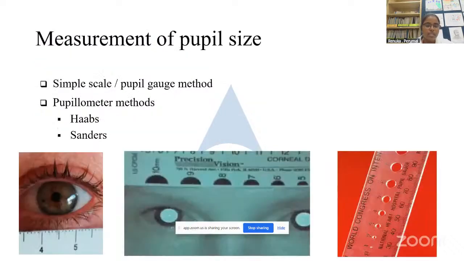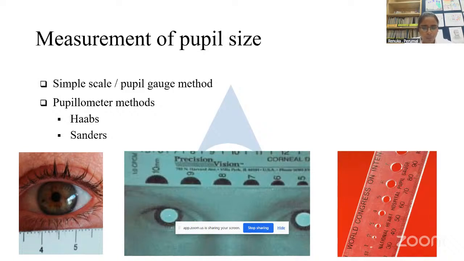Next we will be seeing the measurement of pupil size. First is the simple scale and pupil gauge method, and next is the pupilometer method, which consists of Haps and Sanders. In the simple scale and pupil gauge method, you can see the scale over here, a manual tool with printed circles ranging from 1 mm to 9 mm. It is very quick, inexpensive, and also portable.